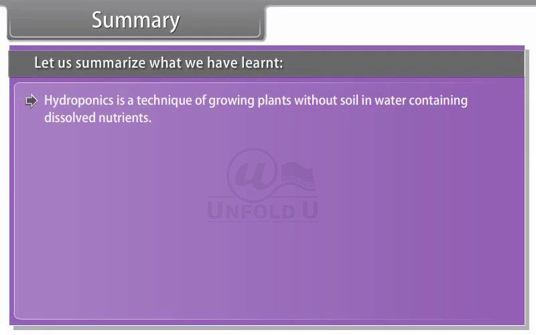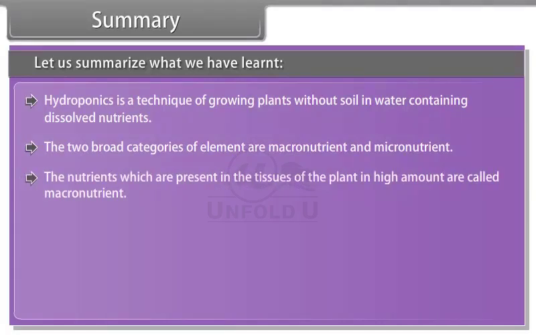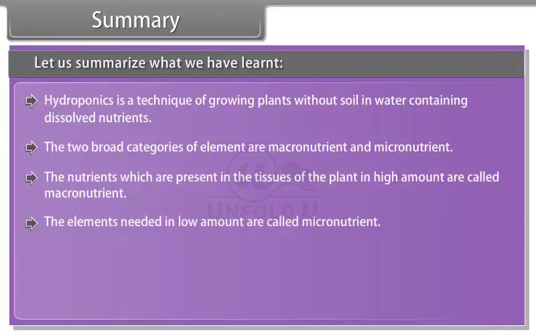Summary. Let us summarize what we have learnt. Hydroponics is a technique of growing plants without soil in water containing dissolved nutrients. The two broad categories of elements are macronutrients and micronutrients. The nutrients which are present in the tissues of the plant in high amounts are called macronutrients. The elements needed in low amounts are called micronutrients.